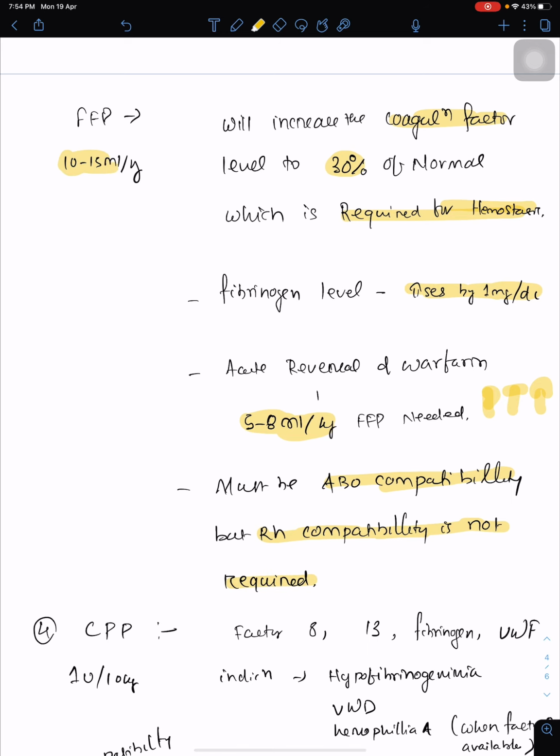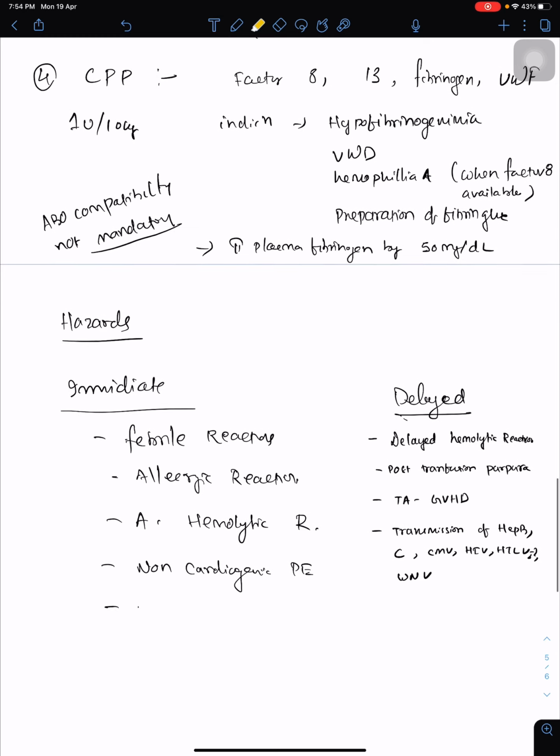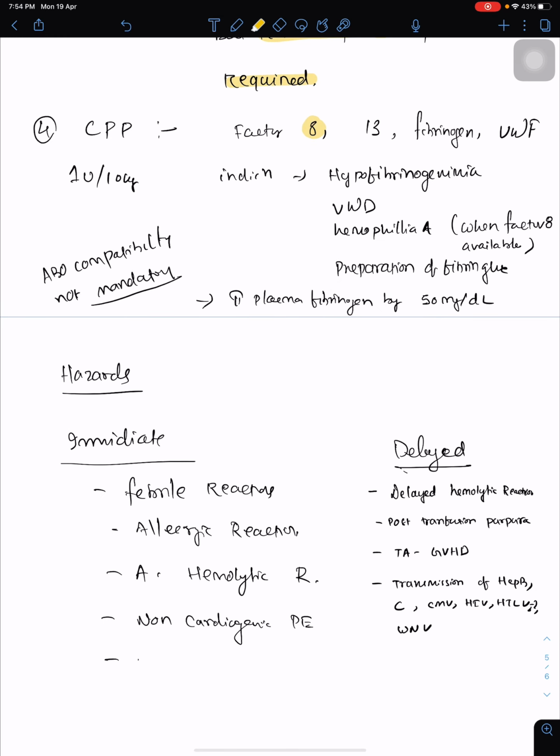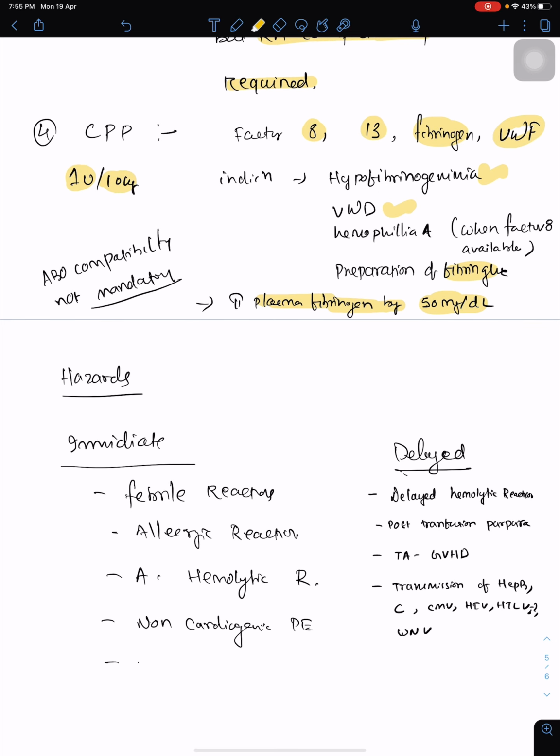The dose is 10 to 15 ml per kg. Cryoprecipitate is rich in factor 8, factor 13, fibrinogen and von Willebrand factor. So when there is von Willebrand disease, hypofibrinogenemia, hemophilia A, or for preparation of fibrin glue, we will need this cryoprecipitate. It will increase the plasma fibrinogen by 50 milligram per deciliter, and the dose is 1 unit per 10 kg. Here also ABO compatibility is not mandatory.